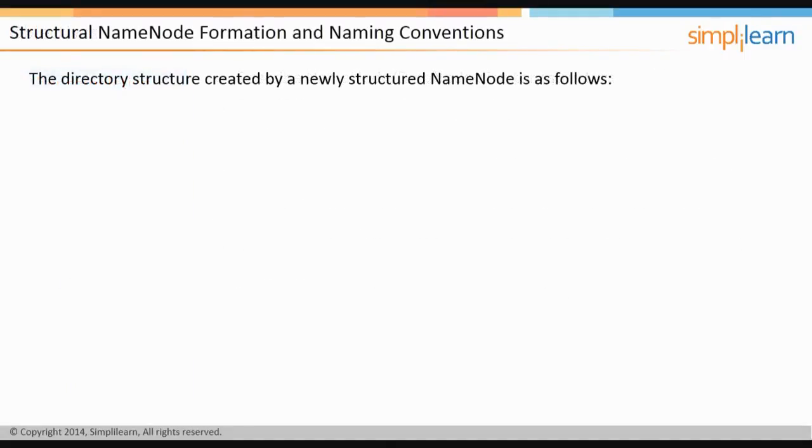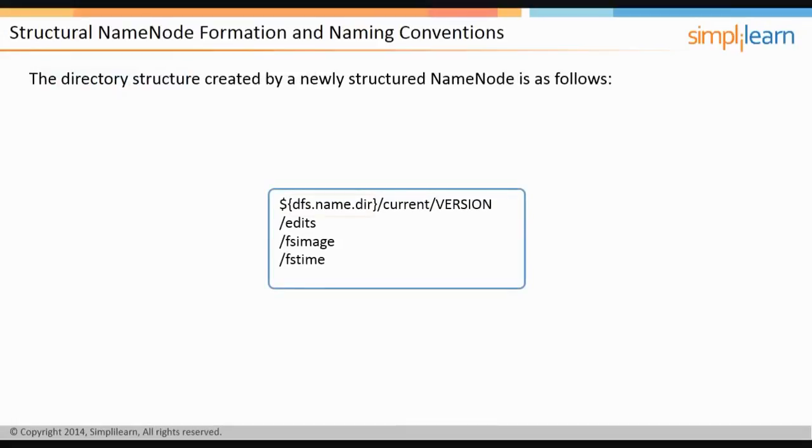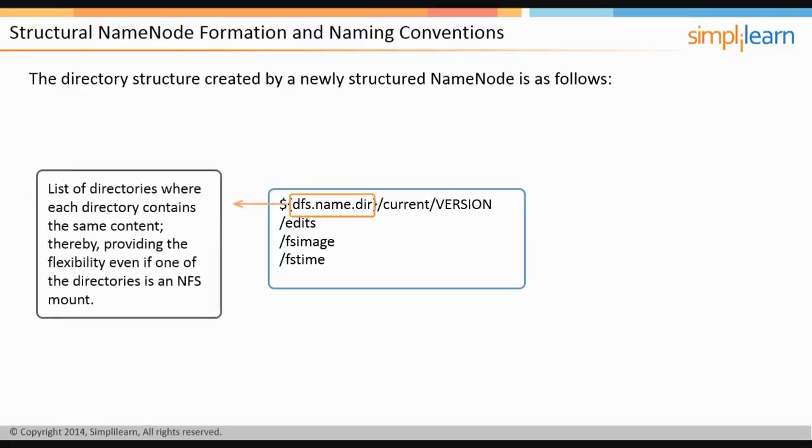A newly configured Namenode creates the directory structure as shown in the example given on the screen. Here, dfs.name.dir property is a list of directories where each directory contains the same content, thereby providing the flexibility even if one of the directories is an NFS mount. The NFS mount permits HDFS, that is Hadoop Distributed File System, to be mounted as a component of the client file system to ensure that data processing logic is near to the data.